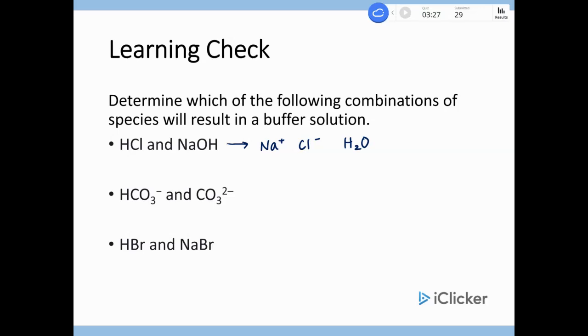We have to have a weak acid or a weak base, or a weak acid and its conjugate base, or a weak base and its conjugate acid present in solution. In this case, there would be no conjugate acid, conjugate base, right? We have those spectator ions that don't influence acidity or basicity. So this one is not a buffer solution. We'll say no, because it is a strong acid and strong base.